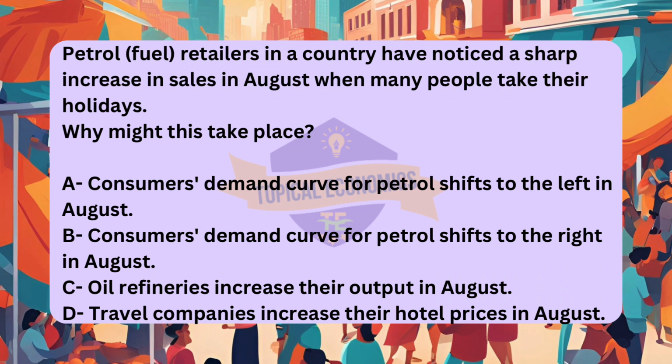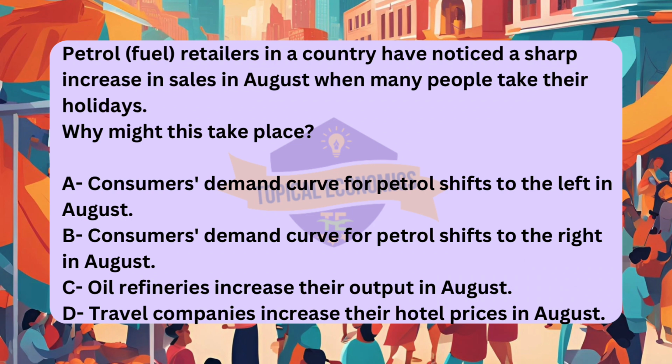Analyzing the other options. Option A. Consumers' demand curve for petrol shifts to the left in August. Would suggest that the demand for petrol decreases in August, which contradicts the scenario of a sharp increase in sales. Since more people are traveling during their holidays, demand for petrol typically increases, not decreases.